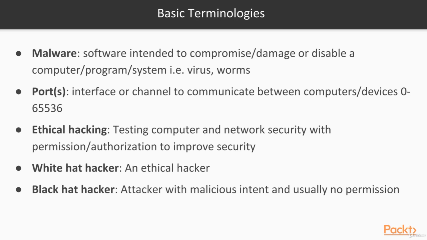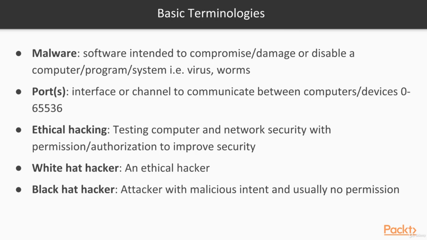And ports range from 0 to 65,536, with 0 to 1024 being the most popular port numbers for services, such as, say for example, port 22. SSH is commonly run on port 22. FTP is commonly run on port 21, and so on.